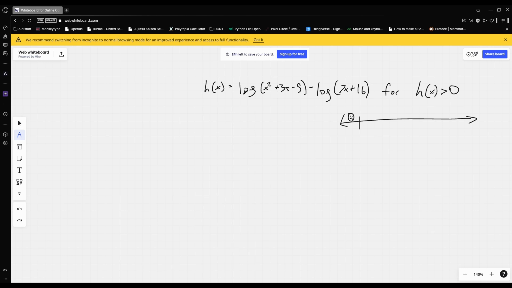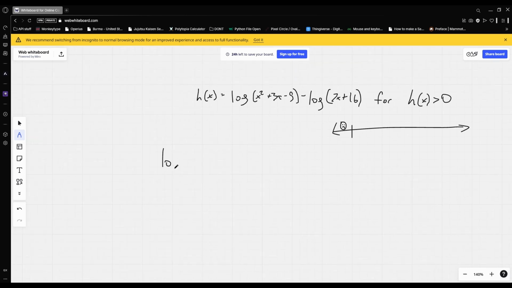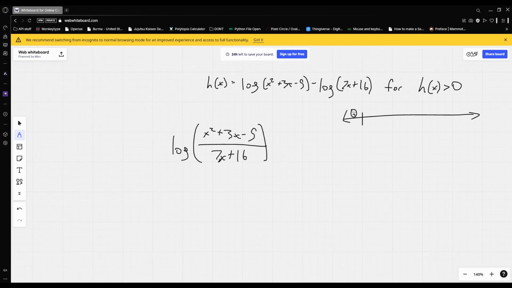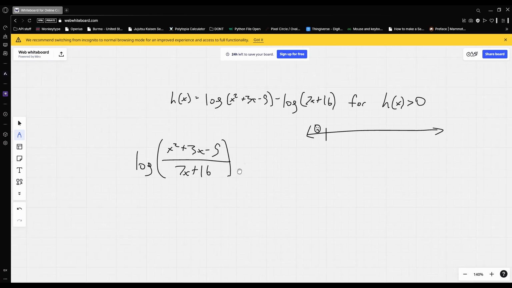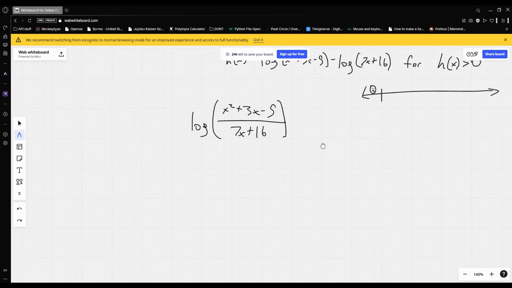Because think about it, when you combine these using properties of logs, you get something that looks like this: x squared plus 3x minus 5 over 7x plus 16. Now, if this down here turns out to be negative, or it turns out to be 0, then everything is wrong, because you can't log negative numbers, and dividing by 0 isn't a possibility. So this is our kind of floor. Lowest spot.